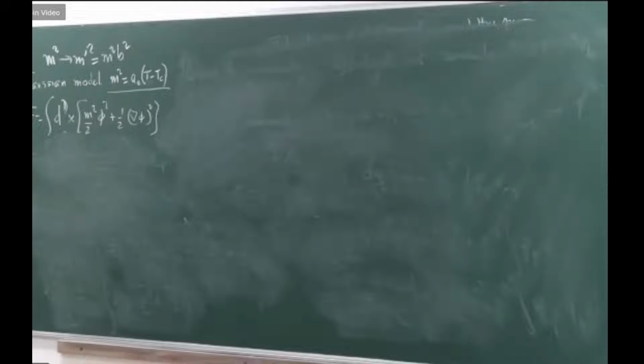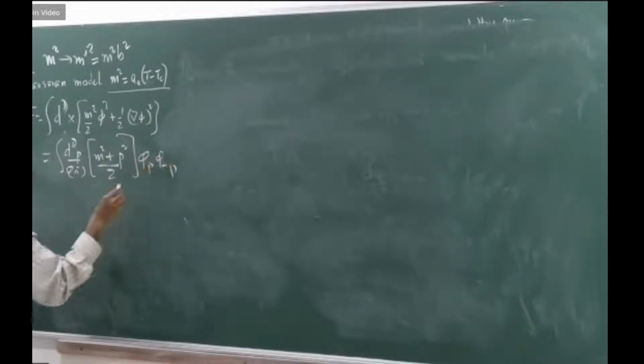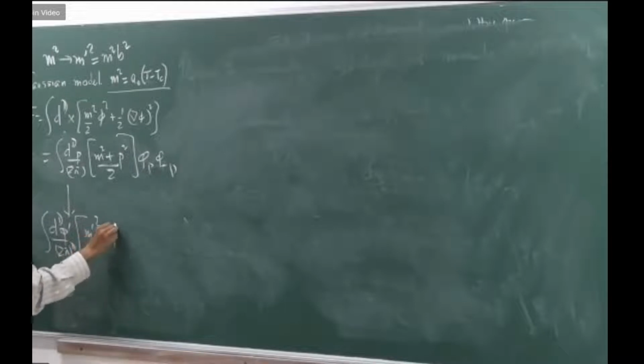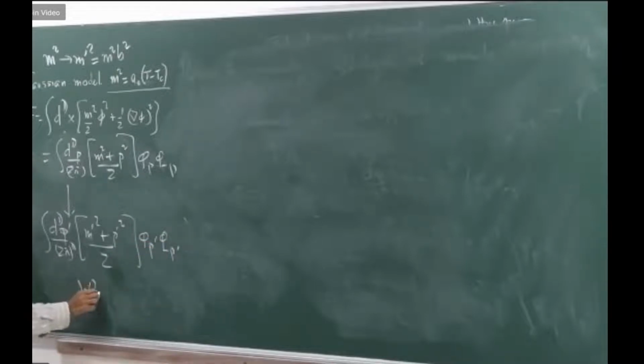Meaning, it is as close to infinity as possible. So this, which was our starting point, has now, after this rescaling procedure, gone to ddp prime, as we wrote, d m prime square plus p prime square by 2, phi p prime phi minus p prime, where m prime square is equal to b square m square. So that is what we have done.